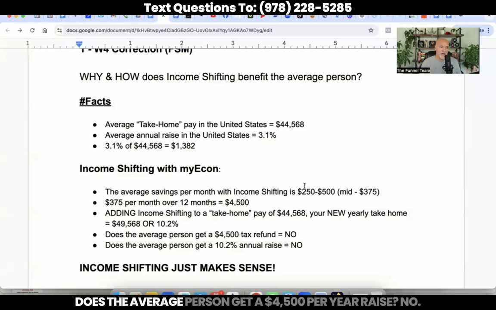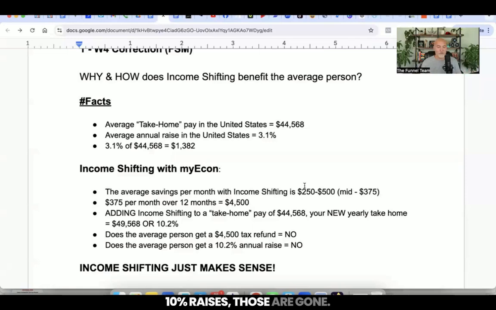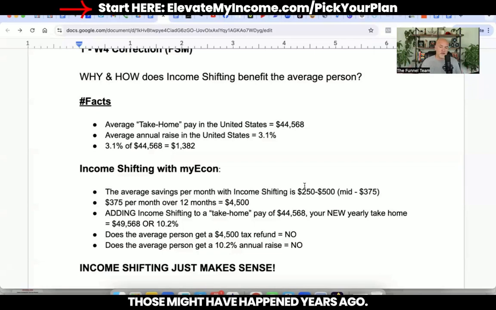So think about it. Does the average person get a $4,500 per year raise? No. That's over 10%. 10% raises, those are gone. Those might have happened years ago. I know it happened for me way back in my early 20s, but those days are long gone, my friend. There's so much control on what people make, the raises that they get, and employers know that people are replaceable. So if you are literally making too much money, they can just remove you and replace you with someone that they can pay for far less.